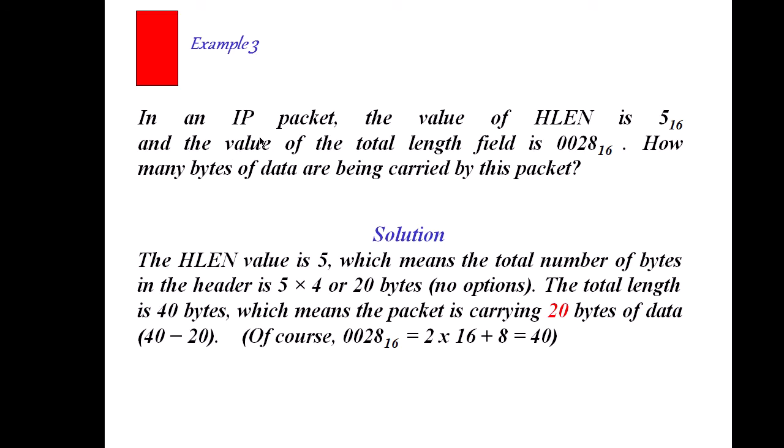In an IP packet, the value of the header length is 5 hex, and the value of the total length field is 28 hex. How many bytes of data are being carried by this packet? Well, you can calculate that. If the header length is 5, it means that the total number of bytes in the header is 5 times 4, or 20 bytes. No options. The total length is 40 bytes, which means that the packet is carrying exactly 20 bytes of data.